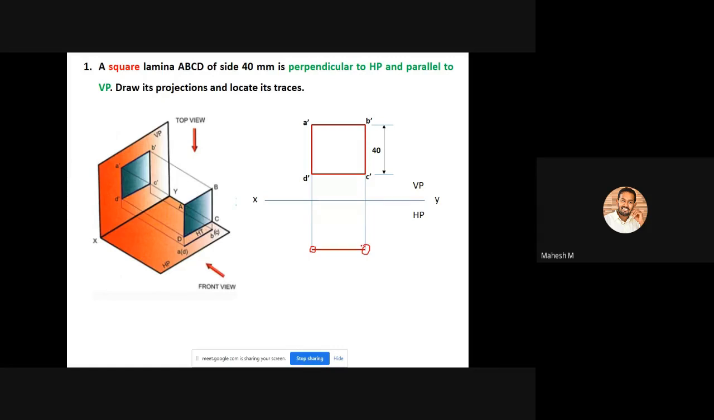So what will be the notation for here? What notation will come at this place? Someone please answer me for this.